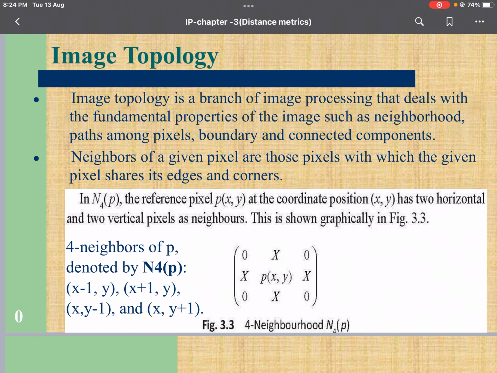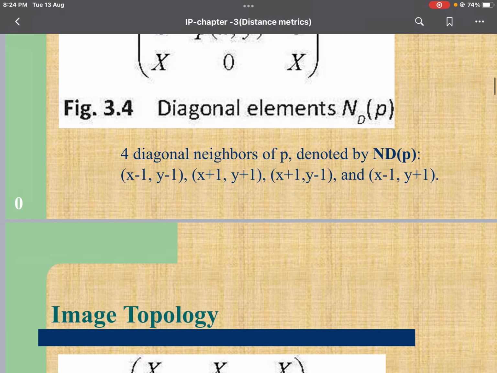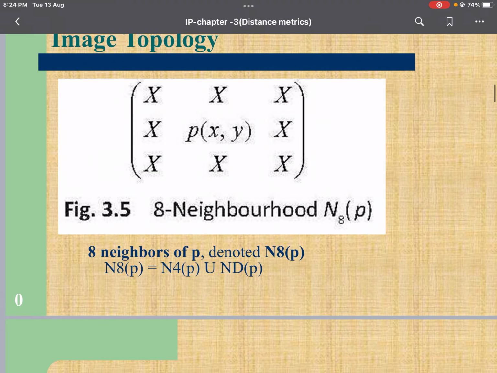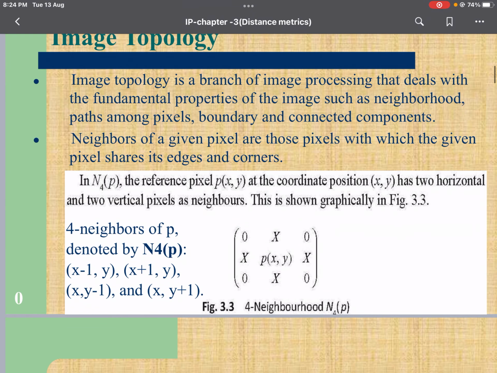The neighbors of a given pixel are those pixels with which the given pixel shares its edges and corners. There are three main types of topology: one is the 4 neighborhood topology, another is the diagonal elements, and the other is the 8 neighborhood topology. There are three types of image topology.